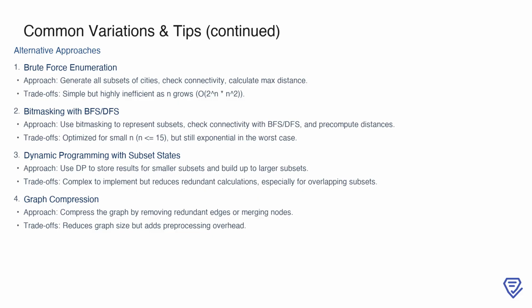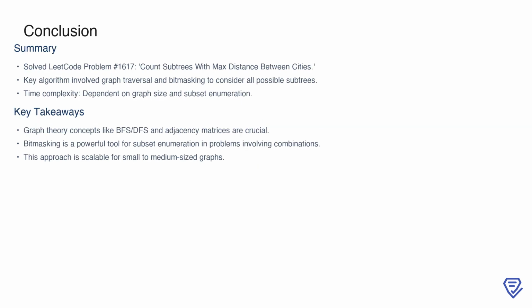Lastly, graph compression techniques, such as merging nodes or removing redundant edges, can reduce graph size, though this adds pre-processing overhead. Each approach has its place depending on the problem constraints and input size. Great job! We've successfully tackled problem number 1617 and learned important concepts in graph theory and bit masking.